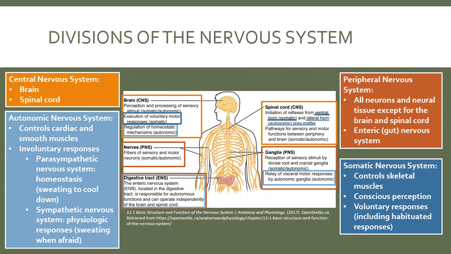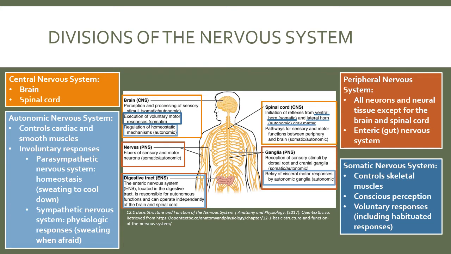A great example of that, you can actually get the same response from the two different divisions of the autonomic nervous system, parasympathetic and sympathetic. So sweating can be caused by either system. If it's your parasympathetic nervous system, then you're probably sweating to cool down in response to a temperature increase, as opposed to the sympathetic nervous system, where the sweating might be in response to fear.